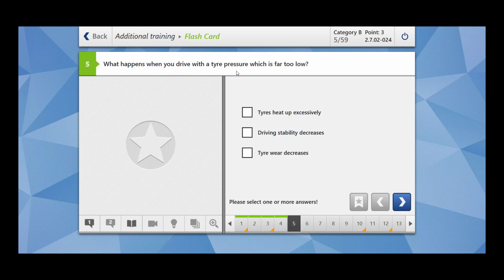What happens when you drive with a tire pressure which is far too low? Imagine yourself driving a cycle and the tire pressure is far too low. What could you expect? Tires heat up excessively? Yes. Driving stability decreases? Yes. Tire wear decreases? No. Tire wear increases if you drive with a tire pressure which is far too low. So make sure that you always drive with the correct tire pressure.